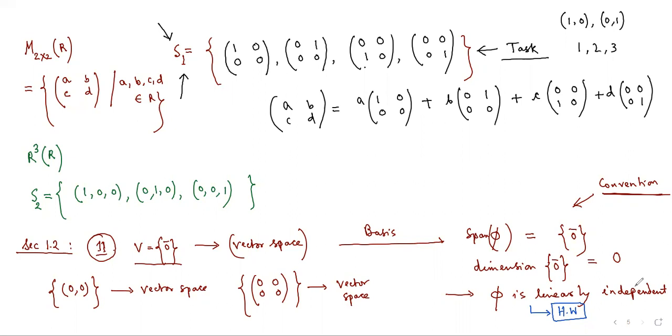Now the span of phi is equal to the 0 vector space. But sir, the scalar with which we multiply this set can be anything. Yeah, any scalar. There is no restriction on the scalar. Now you just try. If you are not able to do it, write to me on WhatsApp, and I'm going to give you a hint, or a solution later on.